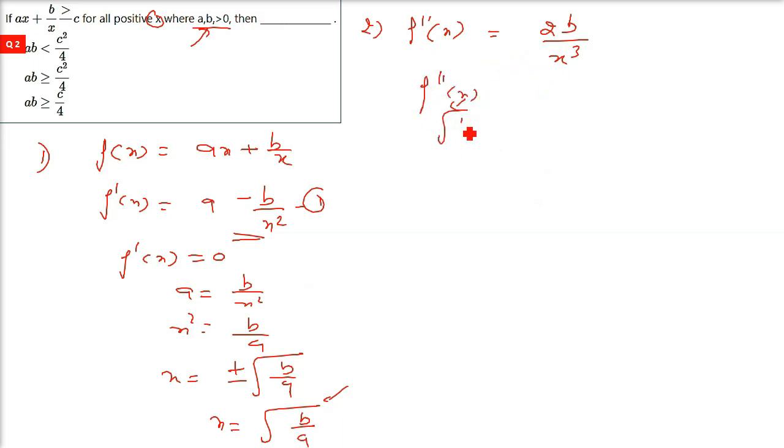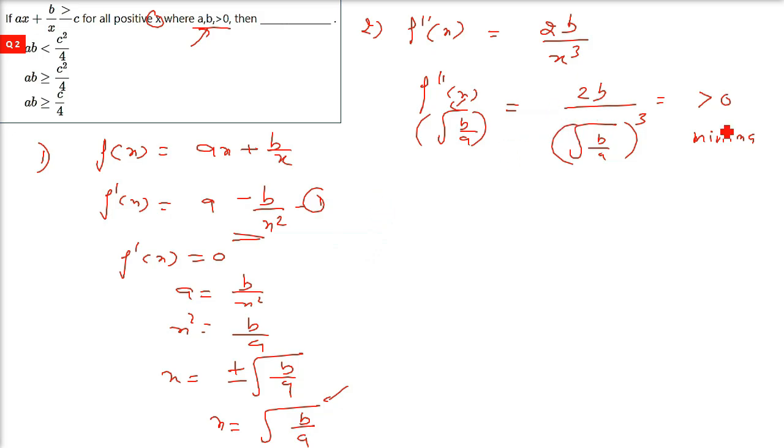Now just keep this x as under root b by a. When you have this x as under root b by a, now 2b by under root b by a to the power 3. You can write it as b by a to the power half, to the power 3. So this half multiplied by 3 is 3 by 2. Now this is greater than 0, so we will get a minima.